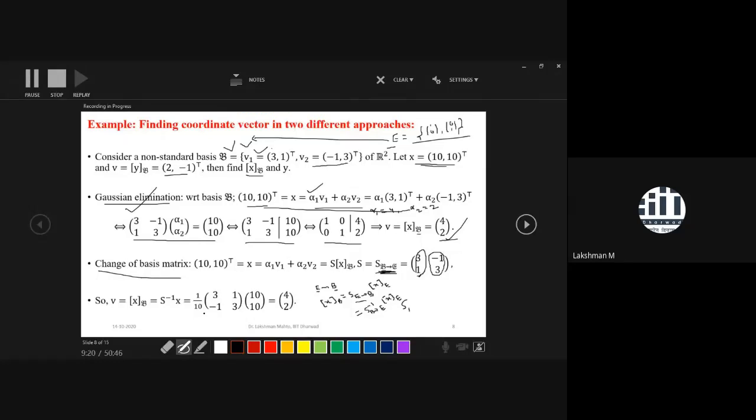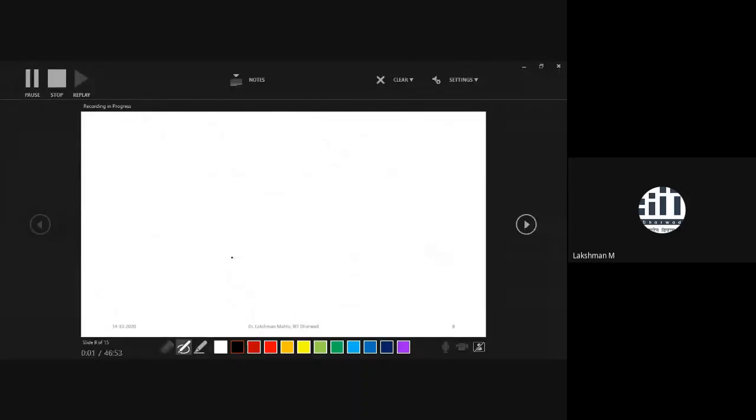If you multiply this inverse with the old coordinates of x, which are 10, 10, after simplification you get 4, 2. So this is the new coordinate of the given vector x with respect to the non-standard basis B. That one is 4, 2. This approach is based on change of basis, and the earlier approach is based on the Gaussian elimination method. So we are getting the same answer from two different approaches. It is a way to find the coordinate vector in two different ways: one is Gaussian elimination, another one is change of basis.